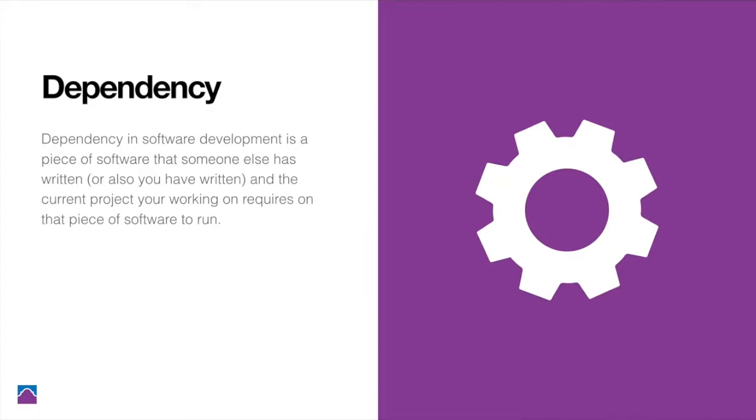A dependency in software development is a piece of software that someone else has written, or also you have written, and the current project you're working on requires that piece of software to run. So essentially what that's saying is there's a piece of the software that you're building that you didn't write, or maybe you did, but you need it to run. You're using a specific component of it to make your project run.